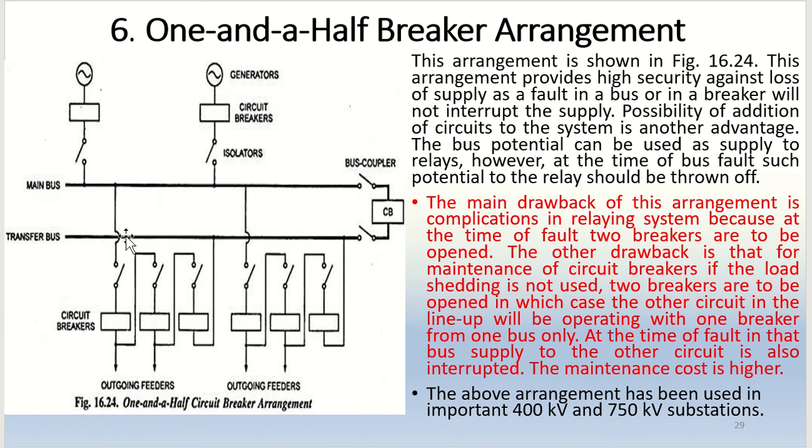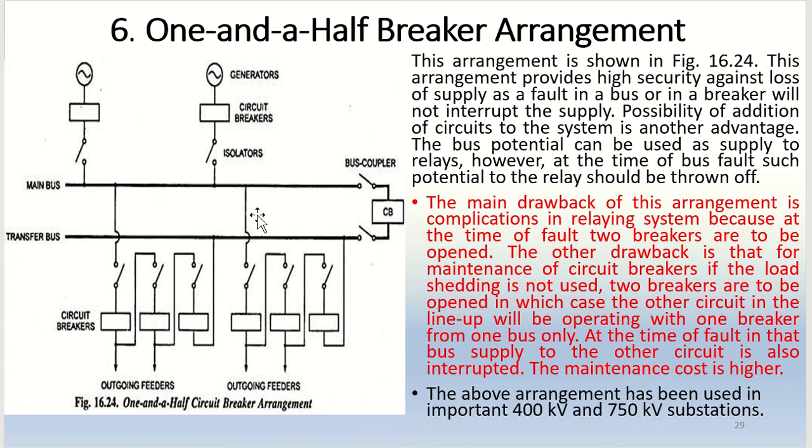This arrangement is shown in figure 16.24, the 1.5 circuit breaker arrangement. It provides high security against loss of supply, as a fault in a bus or in a breaker will not interrupt the supply. The possibility of addition of circuits to the system is another advantage. Thus the bus potential can be used as supply to the relays. However, at the time of bus fault, such potential to the relay should be thrown off.